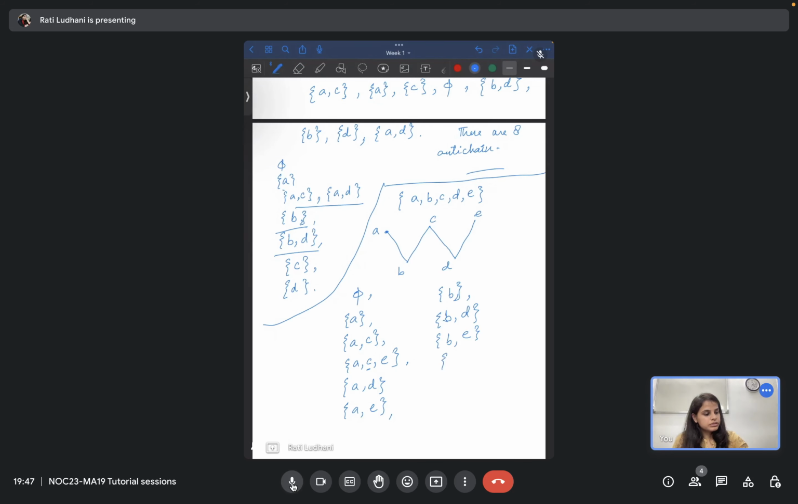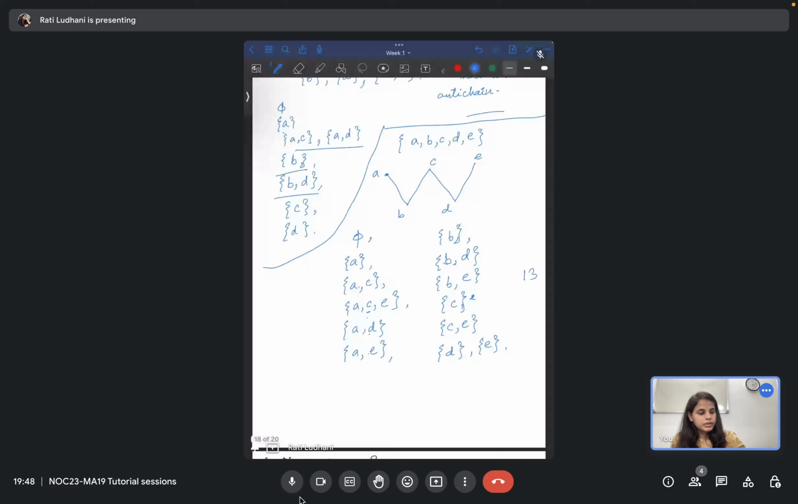Now you start with C. With C, what can you take? You cannot take D. You can take E. So C comma E you can take, right? And then you start with D, and you should be done, because E is connected. So let's count: 1, 2, 3, 4, 5, 6, 7, 8, 9, 10, 11, 12. There is one missing. Singleton E, ma'am. Exactly. So it is 13.